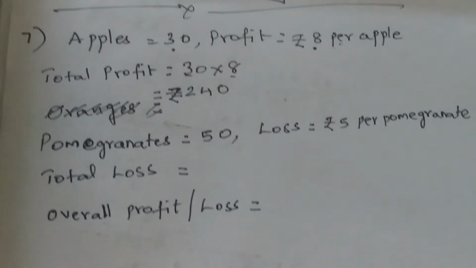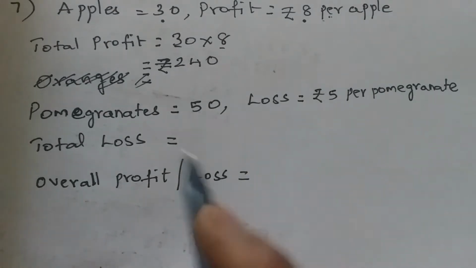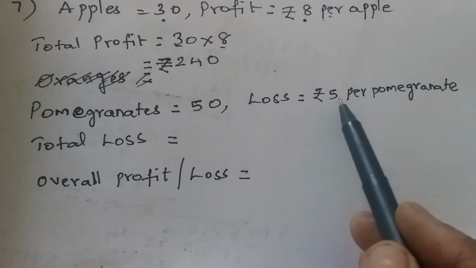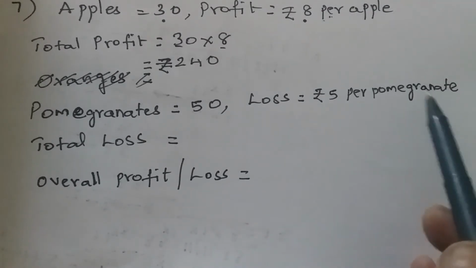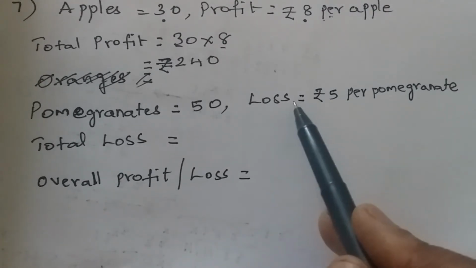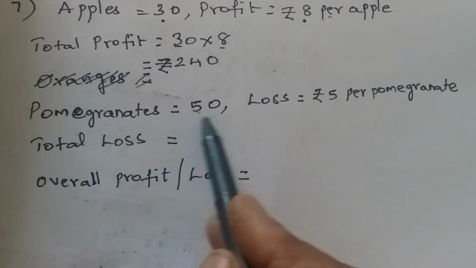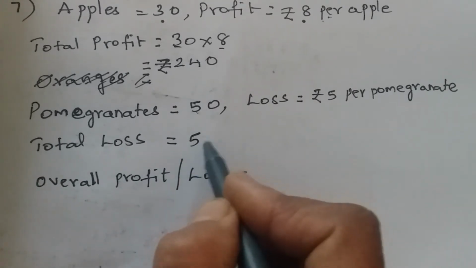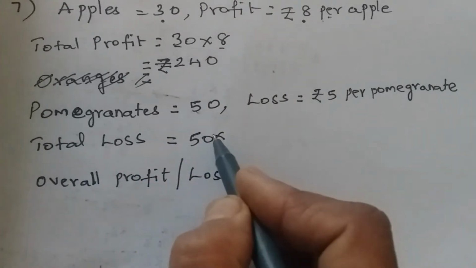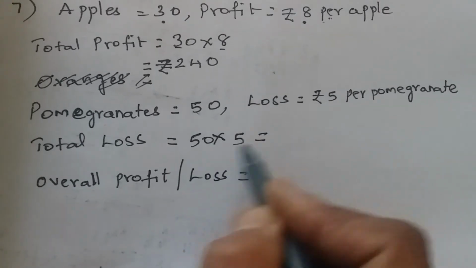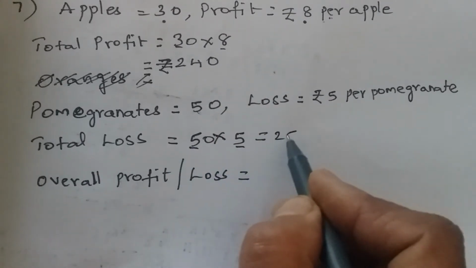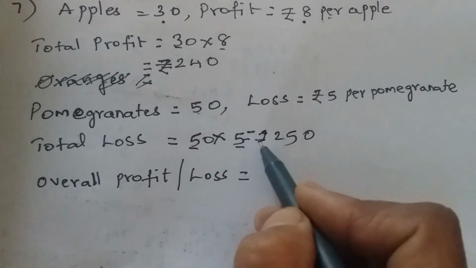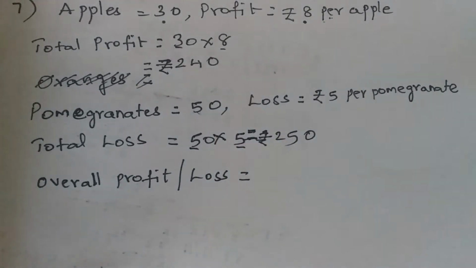Okay, by selling apples. Now let us see for pomegranates. 50 pomegranates she is selling. And what is the loss? Rupees 5 for one pomegranate. She is losing 5 rupees for one pomegranate. So what is the loss for 50 pomegranates? We know for one, you have to find for many. Again it is multiplication. The total loss on pomegranates is 50 into 5. Same way, 5 5s are 25 and put the 0. So rupees 250. Rupees 250 loss on pomegranates.